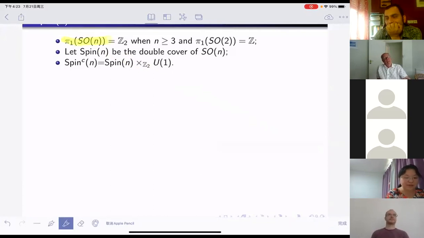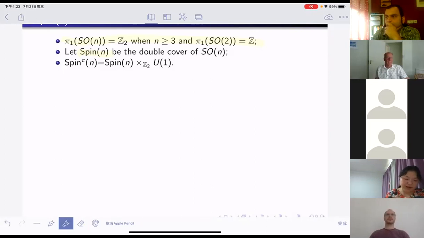First note that the fundamental group of SO(n) when n is larger than 2 is Z2, and when n is equal to 2, it is Z. So for any n, SO(n) admits a double cover, and we call that a spin group.